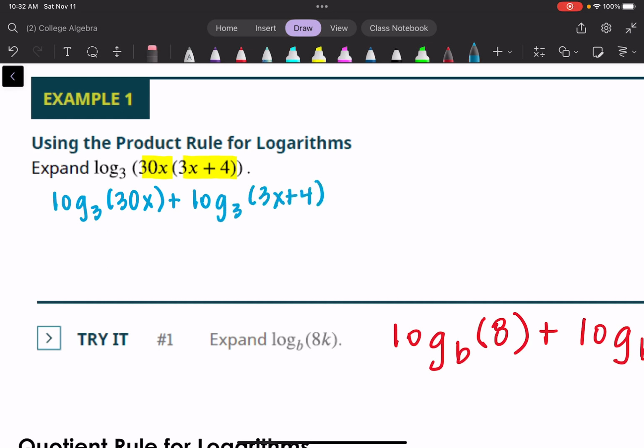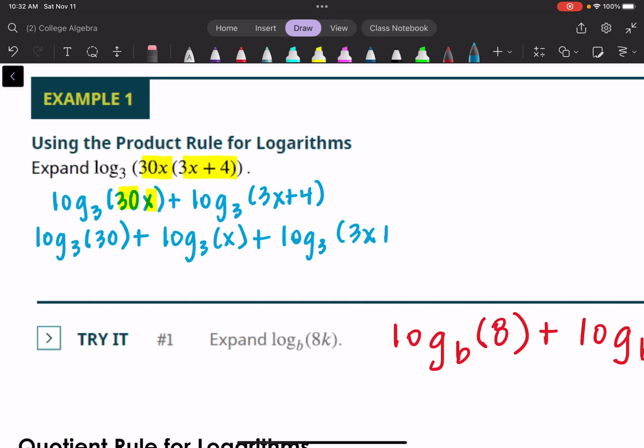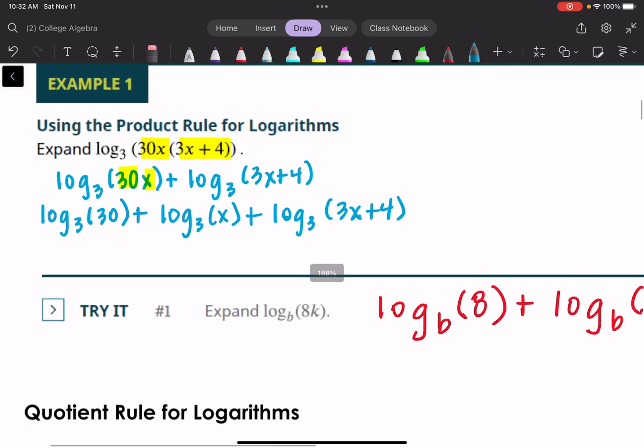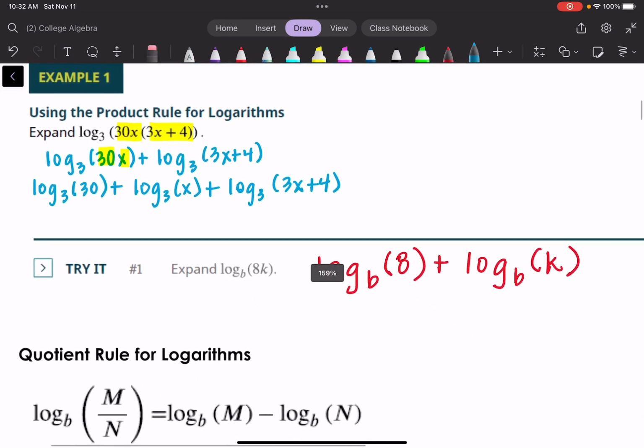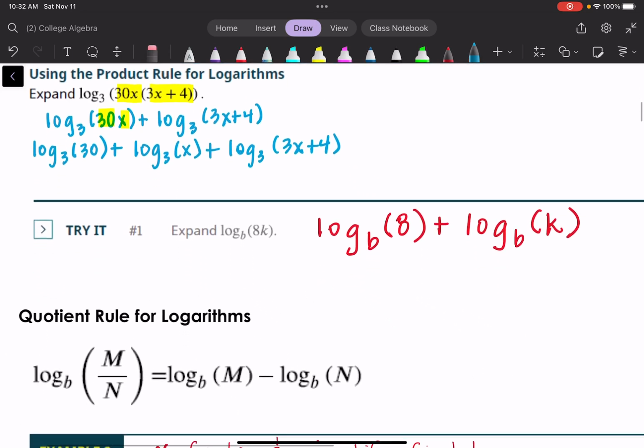And then you'll see that there is another product that's still inside of here. So we could actually separate this a little bit further and write log base 3 of 30 plus log base 3 of x, and then just bringing down the third logarithm because this is a sum, so we can't do anything with that. So that's all done. So if you want to try one, there's the answer. See if you can get that or see how we ended up there.